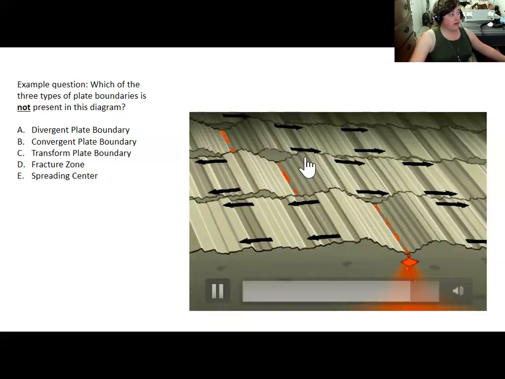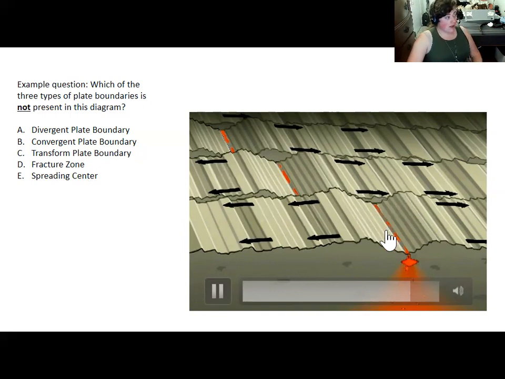And the example question here is, which of the three types of plate boundaries is not present in this diagram? Divergent plate boundaries, convergent plate boundaries, transform plate boundaries, fracture zones, or spreading centers? And it is indeed B, because there is no convergent plate boundary here. You have divergent plate boundaries at the spreading centers themselves, and notice spreading center is a type of plate boundary itself. I just put that in here to test whether you realized what these were.